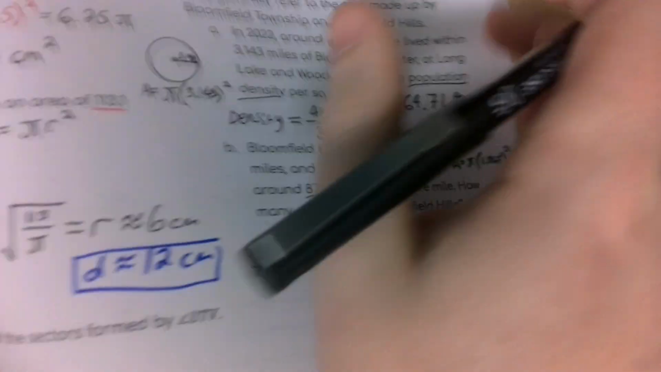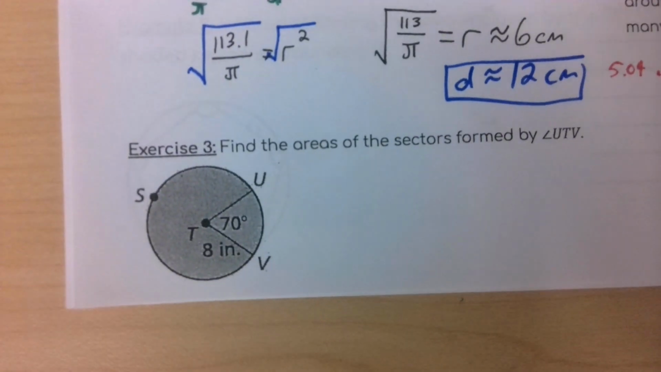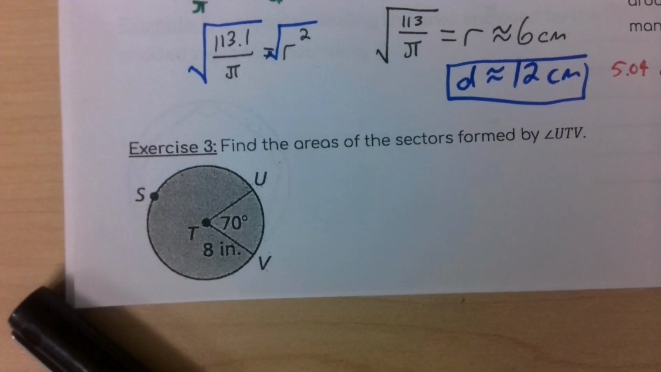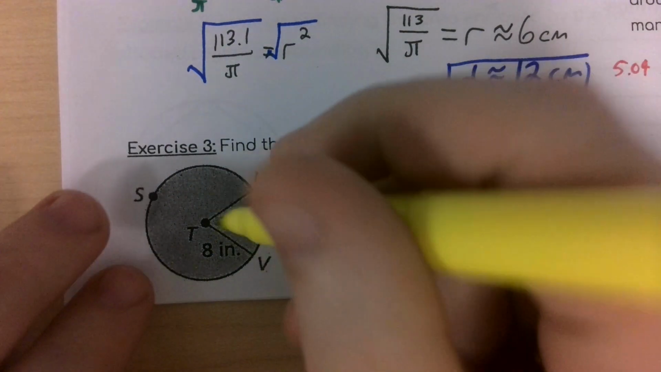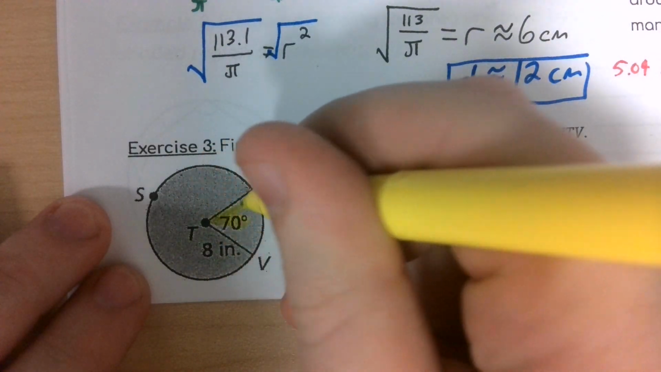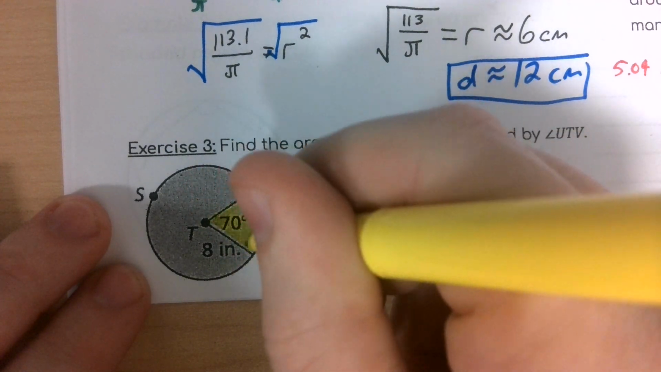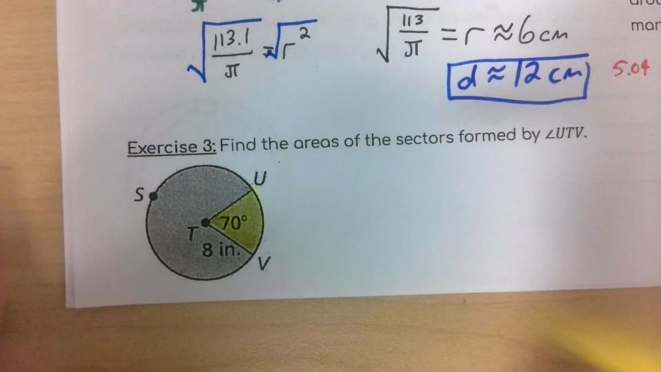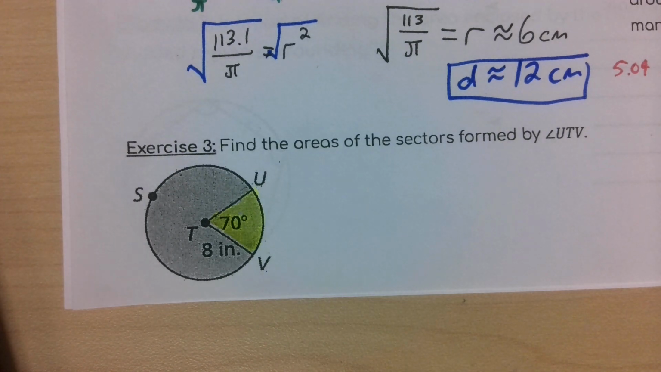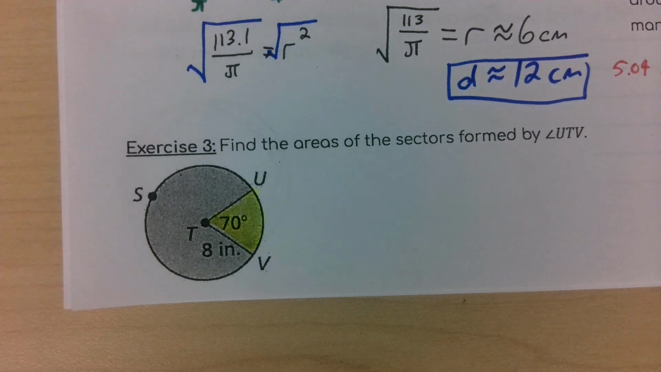So, in example 3, when we are asked to find the areas of these sectors, let's look at what sectors they're talking about. The first sector that we should try and find is this tiny sector here. I'm going to color it in yellow so we know what we're talking about. This yellow sector here can be found by using our formula.